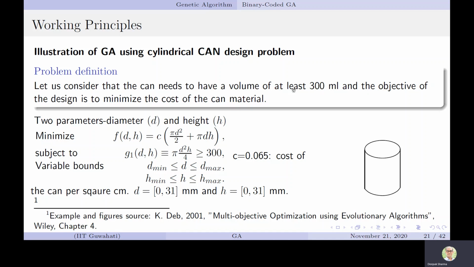We have just one constraint, which is on the volume. So it says at least. So pi d square h by 4 at least means it can be 300 or it can be more than that. So the sign will become greater than or equal to. And the diameter and height should lie between a minimum and a maximum value. Let us assume for simplicity, the diameter and height are lying between 0 to 31 and 0 to 31.